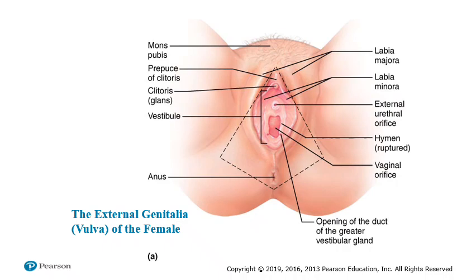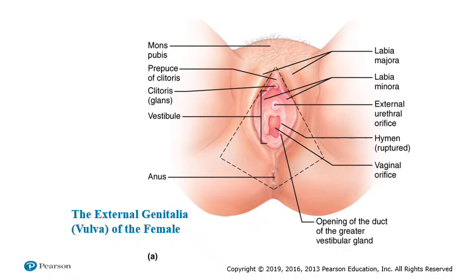Then right inside, or underneath, the labia minora, within the vestibule, are the greater vestibular glands. You cannot see them here; you have to remove the labia minora to see them. They are homologous to the bulbourethral glands of the male, and they release mucus into the vestibule for lubrication. Then you have the urethral opening.